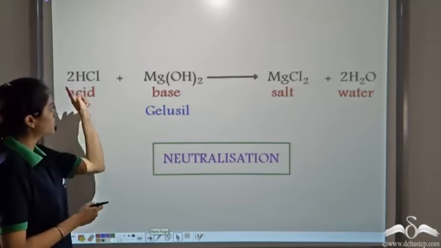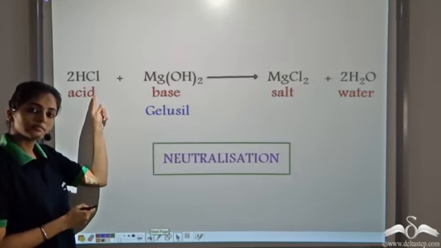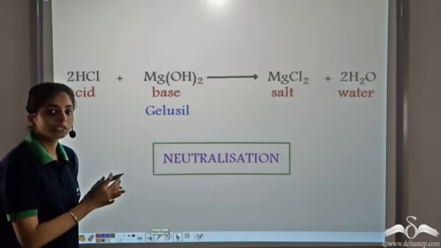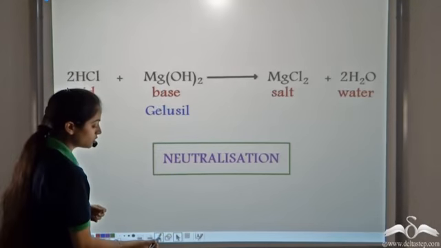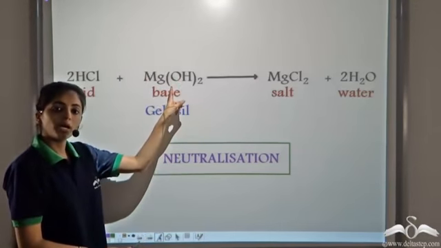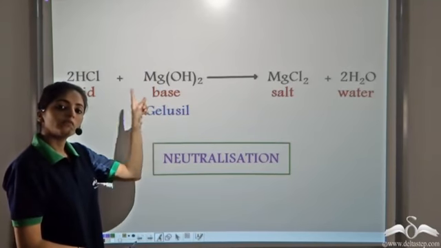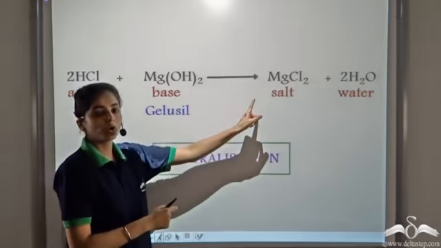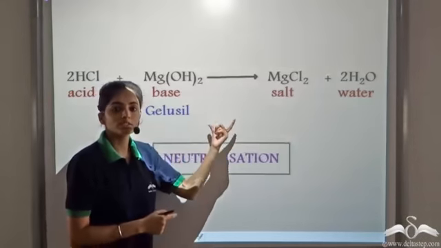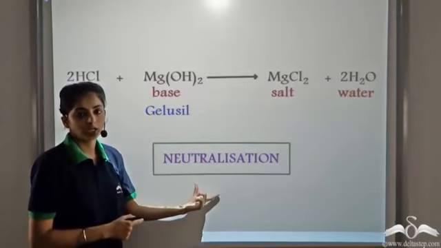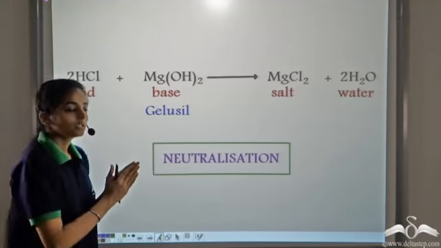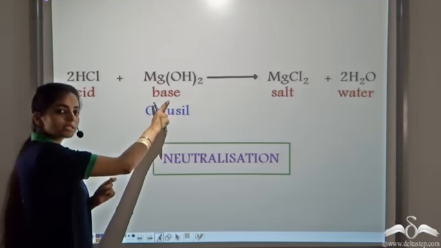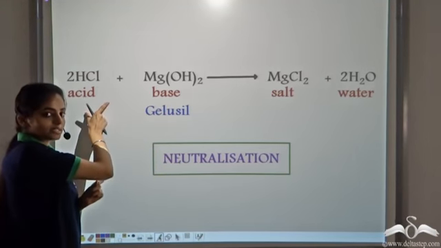Now, if the net acid content increases, what we do is we take Gelusil. Now the main component in Gelusil is magnesium hydroxide. We know magnesium hydroxide is a base. When an acid and a base react, they form salt and water. We call this reaction neutralization reaction. This is because the acid neutralizes the effect of base and the base neutralizes the effect of acid.